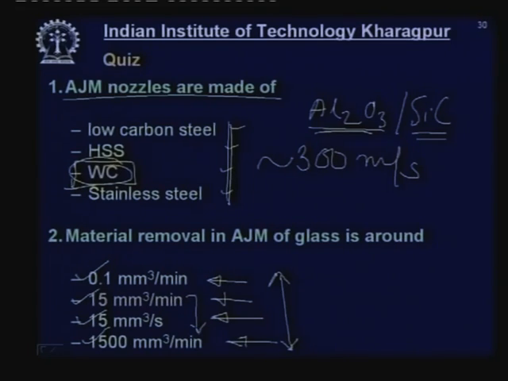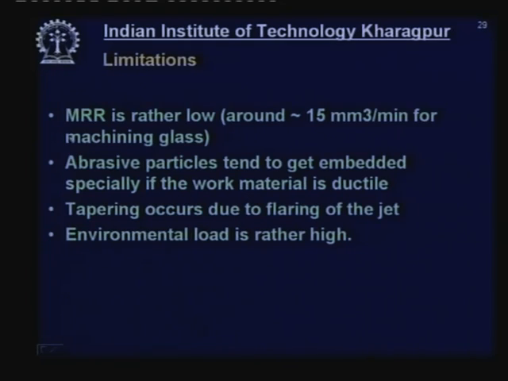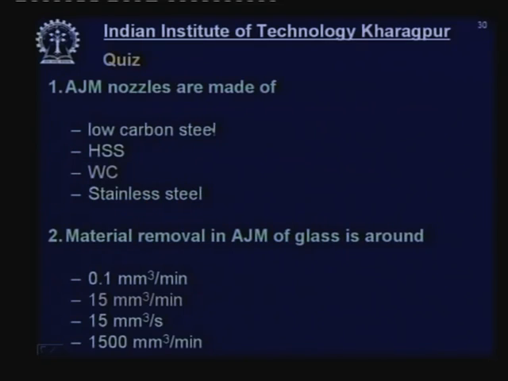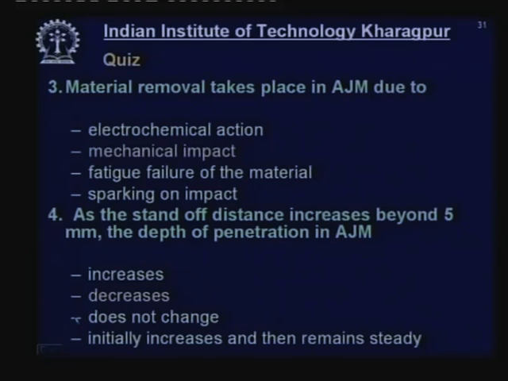We all know one of the major limitations of abrasive jet machining is that material removal rate is rather low, but it is also not as low as this. So, the appropriate answer is 15 millimeter cube per minute. Now, let us go to the second quiz, second page.